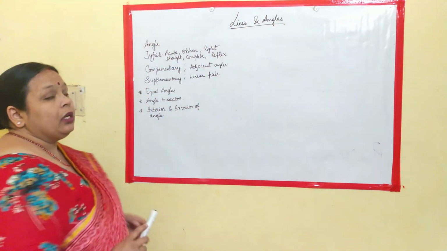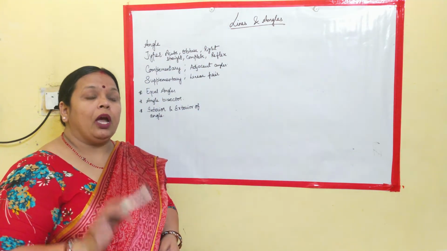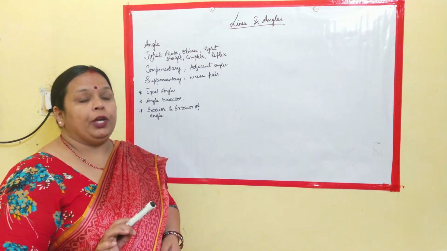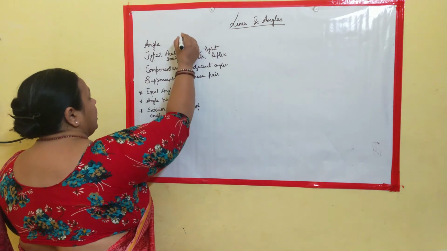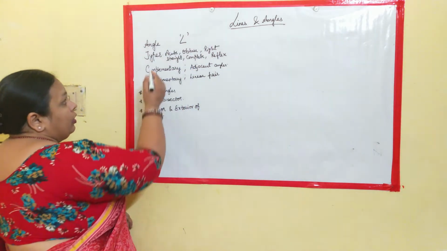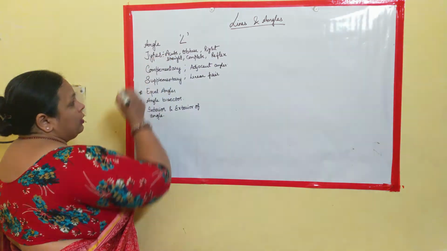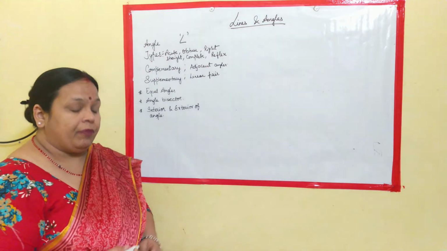What is an angle? An angle is a figure which is formed by two rays having the same initial point, and we represent an angle by this sign. This is the sign for angle. Clear? The types of angles we have discussed are acute, obtuse, right, straight, complete and reflex.